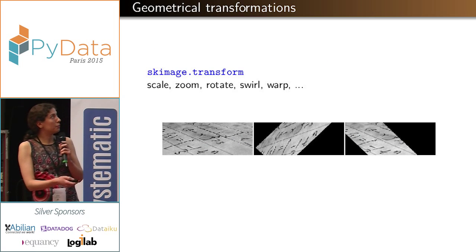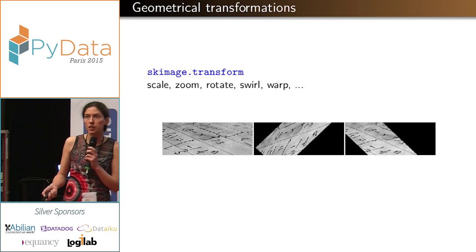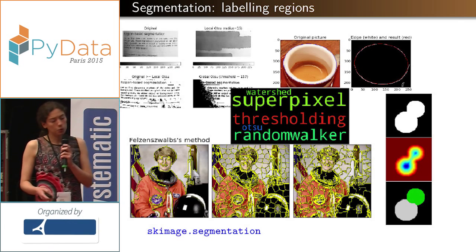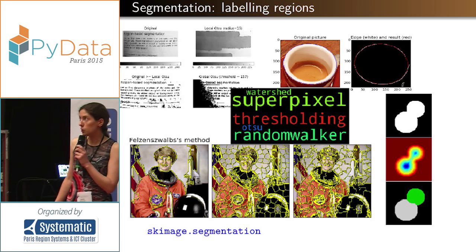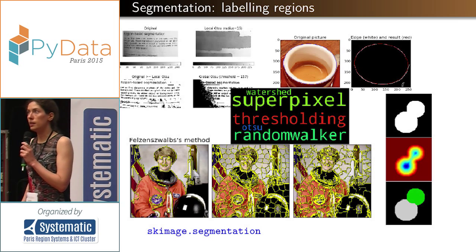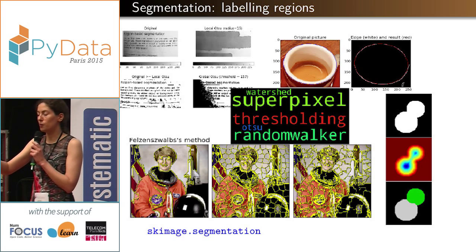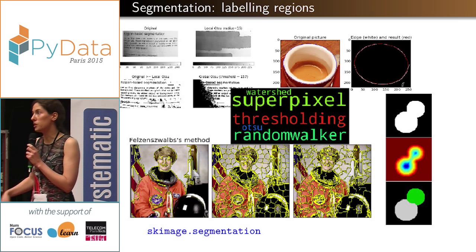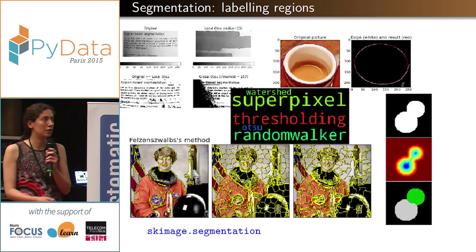It's also important to be able to transform images, like rotation, zooming, scaling, especially in computer vision. And I will now switch to an important task that you often want to perform in image processing, that is image segmentation. Image segmentation is the ability to attribute different pixels to different regions, to separate objects, and to be able to perform statistics afterwards, for example, on these objects.